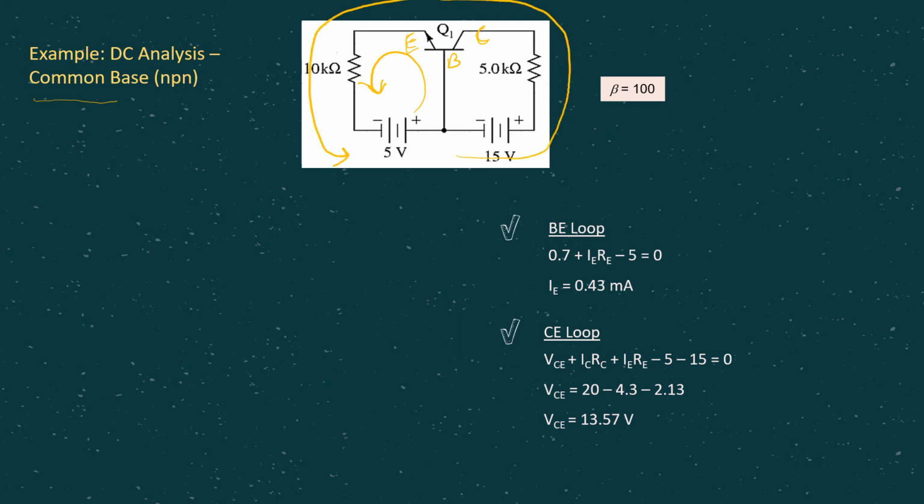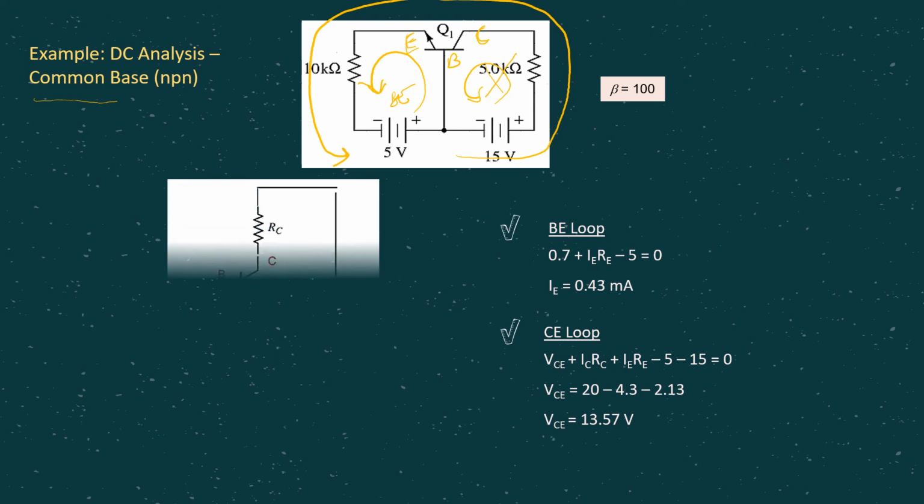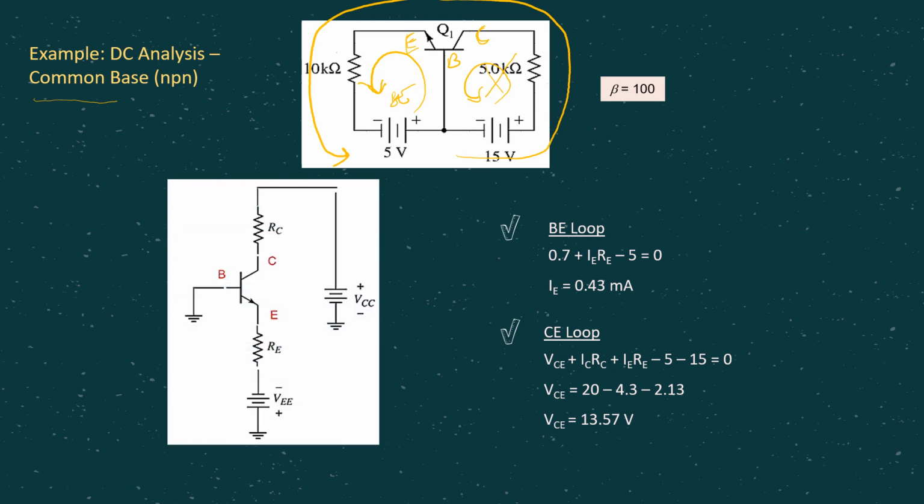A common mistake that students always make is they see two loops here, and they say, oh, this is the BE loop, this is another loop, the CE loop, which is wrong, because this is the junction between collector and base, not collector and emitter. But if you are not sure, you might want to redraw.